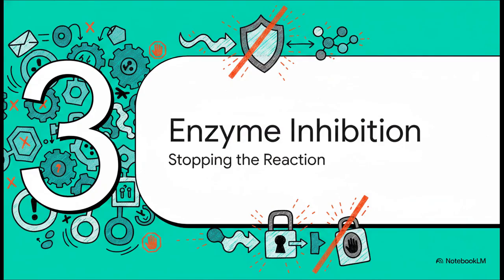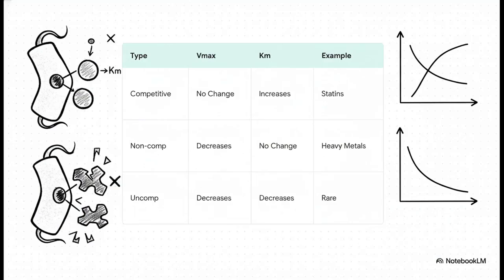Which brings us to section 3, stopping the reaction, or inhibition. So manipulating these specific variables is exactly how life-saving pharmacotherapy works. Let's say a patient has high cholesterol, we give them a statin. Statins are competitive inhibitors. They literally compete with the natural substrate to get into the enzyme's active site. Because of this direct competition, the enzyme's overall affinity drops, so Km increases.